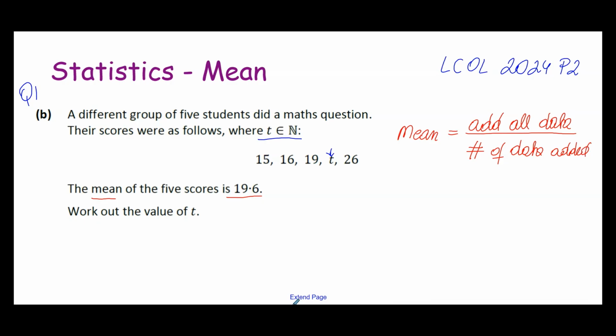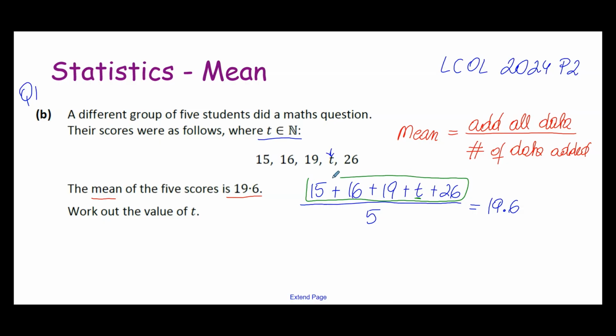So in this case, that would be 15 plus 16 plus 19 plus T plus 26. They would have added all these numbers, divided by 5, and when they put that in the calculator, they got 19.6. So we have to find the value of T. So that's where our T is here.